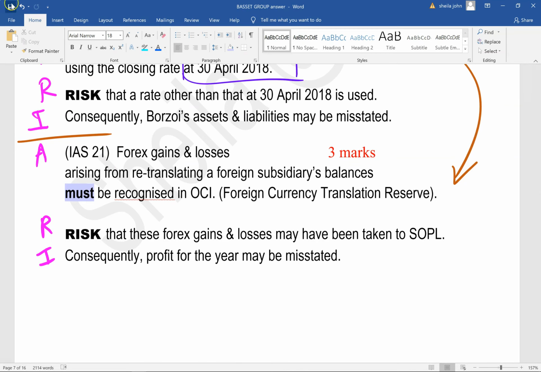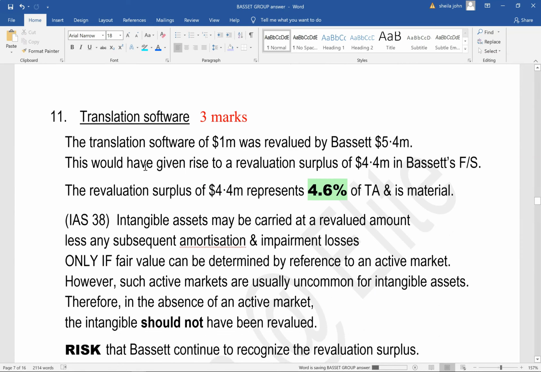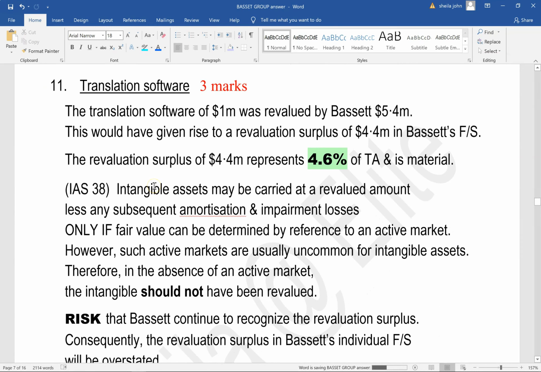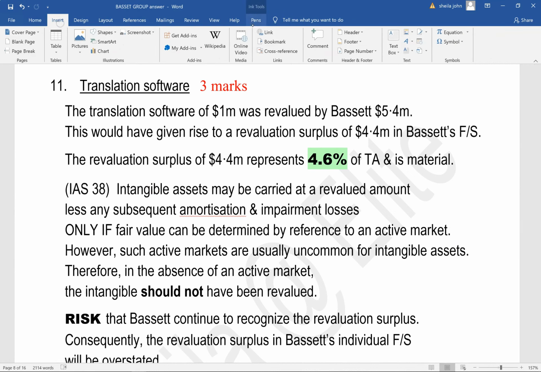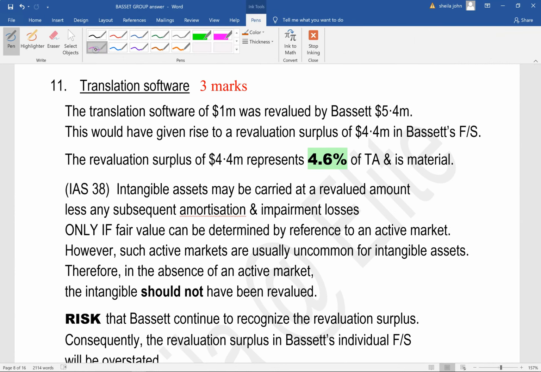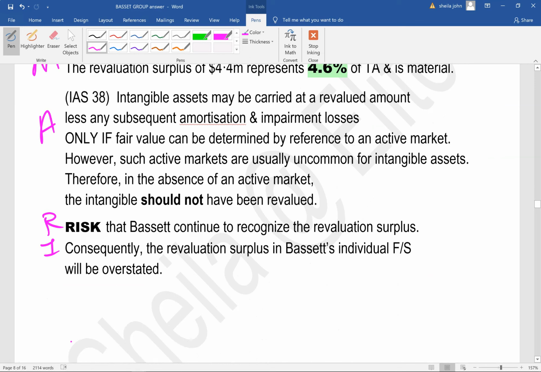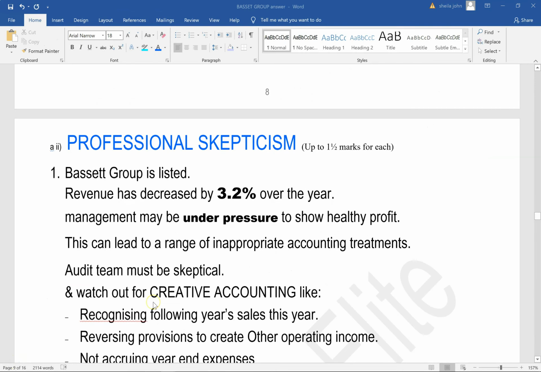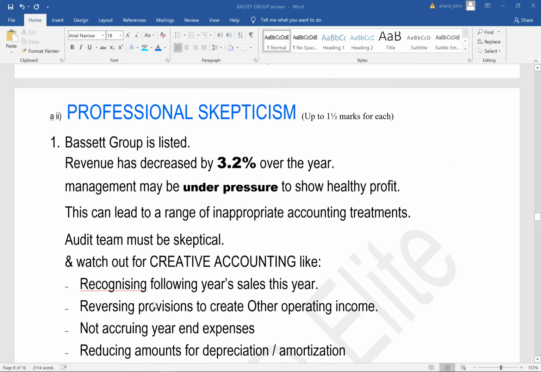The next item here is on the area of the translation software, but actually we've got more than enough points already. So I'm just going to show you very quickly how this works. We have got the story here, our observation, the materiality, the accounting treatment, the risk, and the impact. Okay, so it's really very simple, but I'm not going to spend too much time here. So on part 2 of the question, we've got the part about professional skepticism. Again, I've already typed out the answer here for you, so you can save a little bit of time.